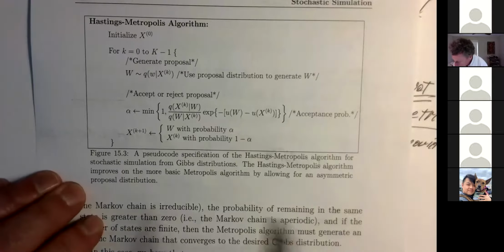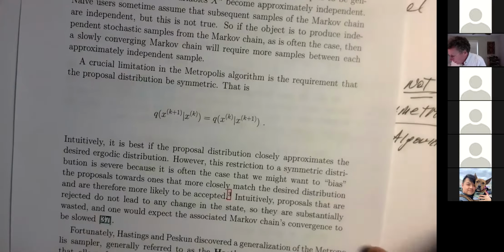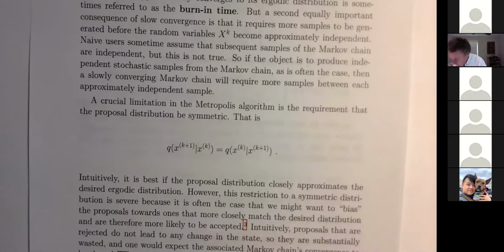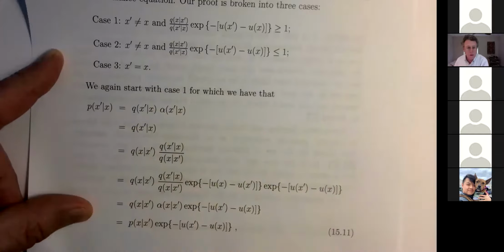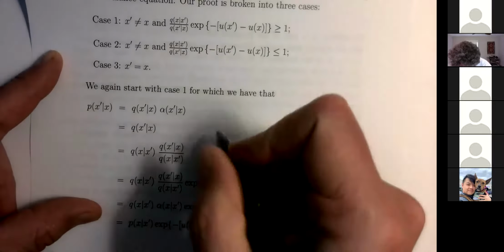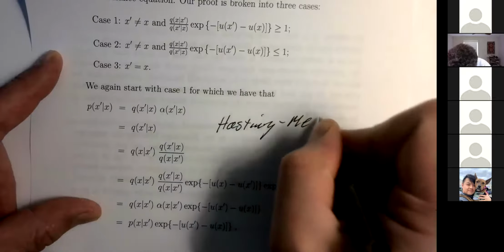Now, there are some extensions of this. So this is then the proof that the Metropolis-Hastings algorithm is also a reversible Markov chain.